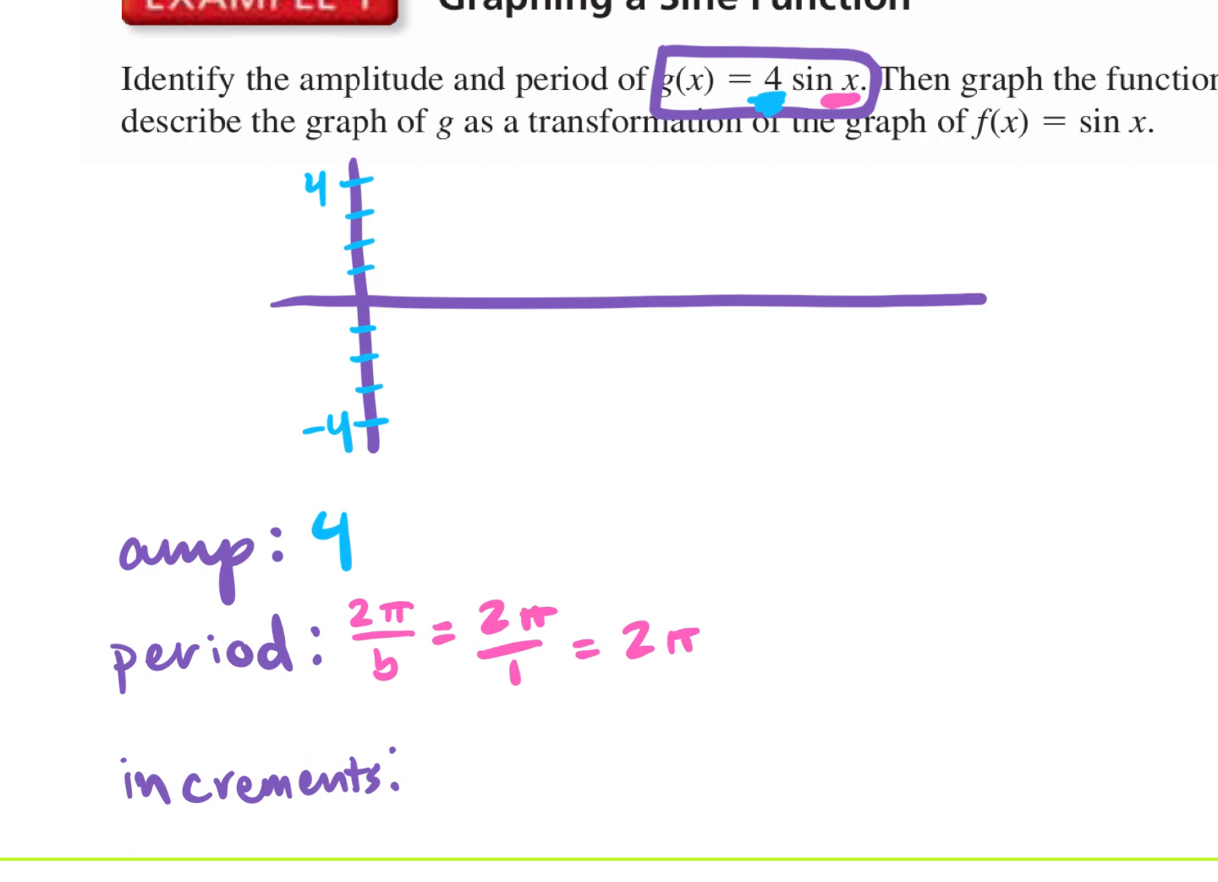How do we know it's 2 pi over b? That's the formula from the last page. So it's always 2 pi over b, and b is the number that's being multiplied to x. If nothing's being multiplied to x, then it's just 1. So our period tells us what our last key point's going to be at. So this would be 2 pi.